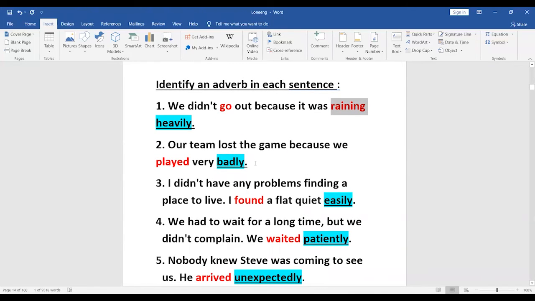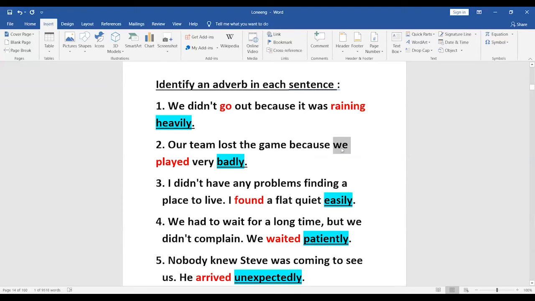So let's take a look at the second sentence. Our team lost the game because we played very badly. So how did we play? We played badly, and so badly adds more meaning to the verb, and so badly becomes the adverb here. I hope you better understood what things are, but I'll break them down. Our team is a noun here, and in this particular first clause, our team is a noun, lost is a verb. Also, game is a noun, then we becomes a subject, it is also a common noun.